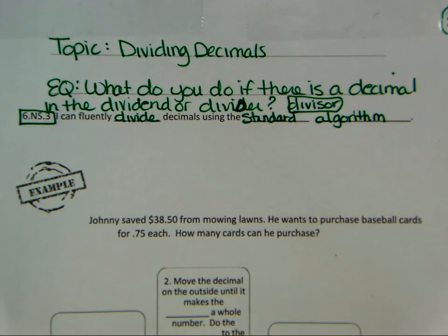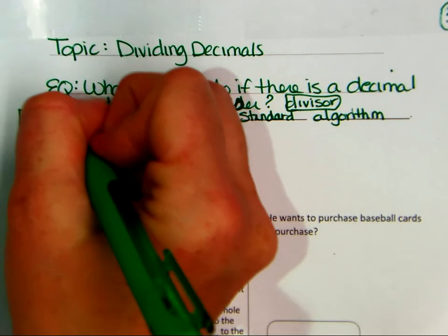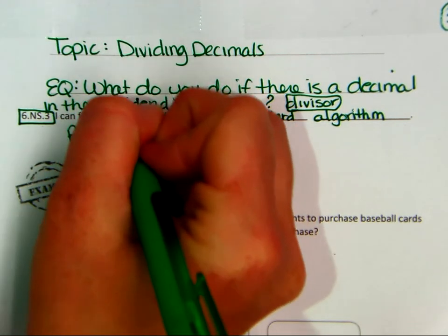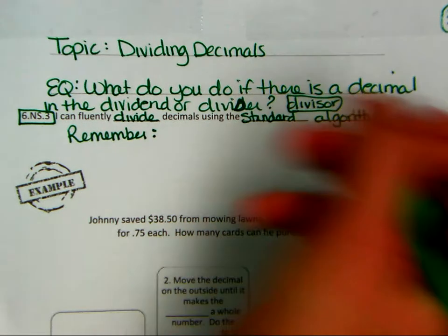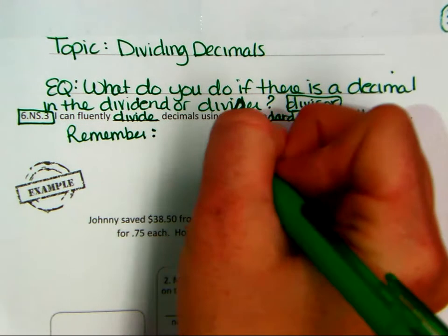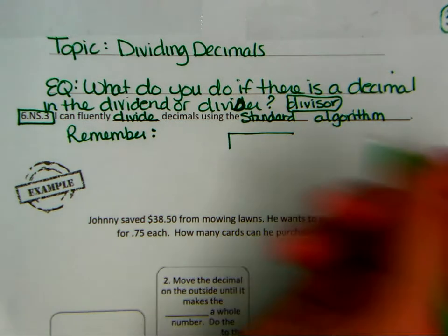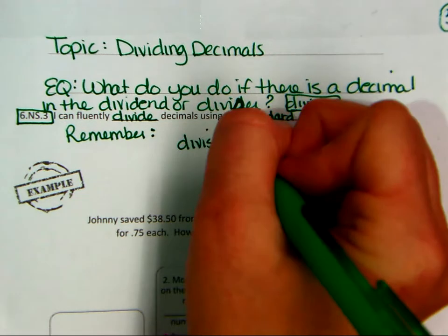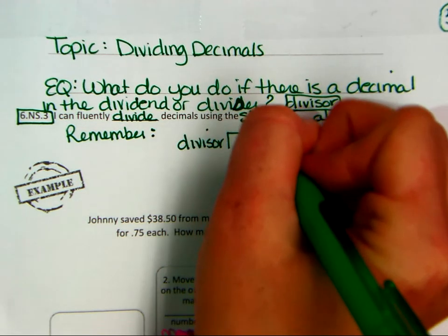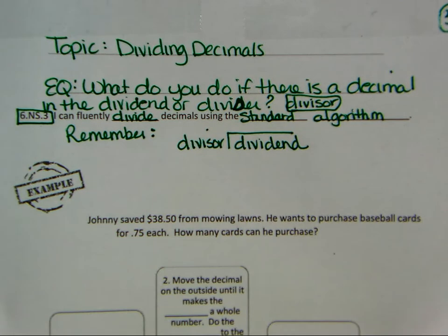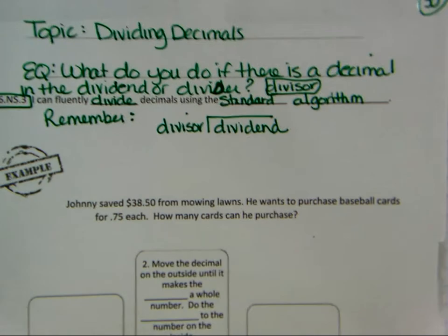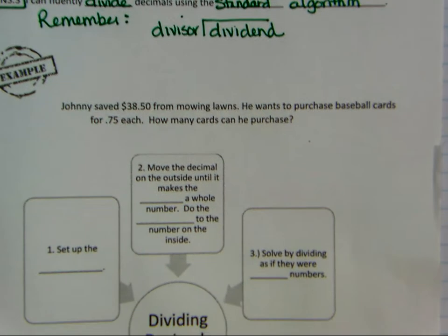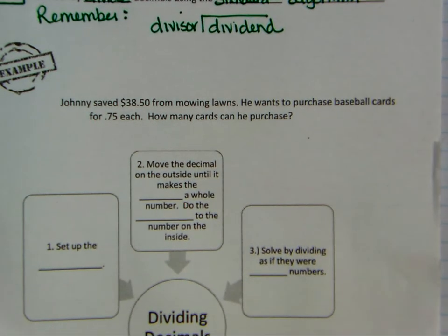And before we start, I want you to remember that when we divide, we have the dividing bar, we have the divisor, and we have the dividend. It's important when we set up our problems. Now, we're going to move down to this problem that is on your paper.